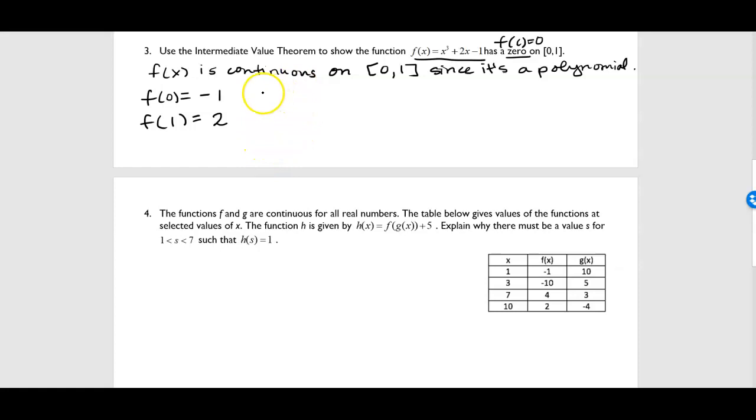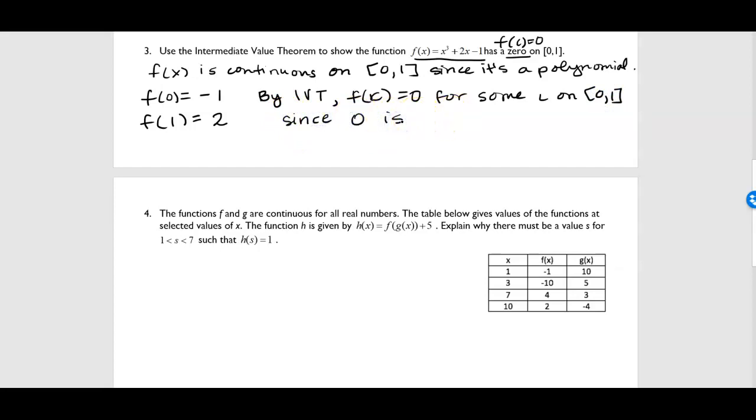So what I can say is, by IVT, f of c equals 0 for some c on the interval from 0 to 1, since 0 is between f of 0 and f of 1. So somewhere in there I need to talk about 0 being between f of 0 and f of 1. You could write an inequality for this, but I think it's actually easier to just say like the English word between.